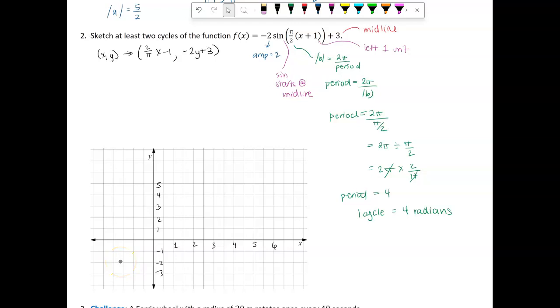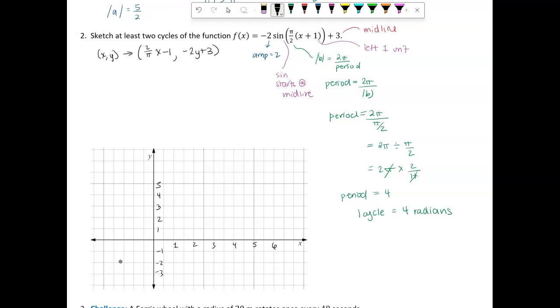And so our mapping rule for this function would be that you would take 2 over pi multiplied by x minus 1. And this is because the b value is pi over 2. So when we multiply it and affect the actual x value, we're going to reciprocate it, and so it becomes 2 over pi. And then the negative 2 will be multiplied by y, and you add 3 at the end.